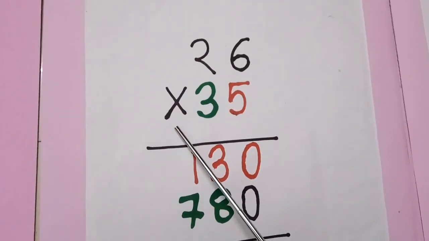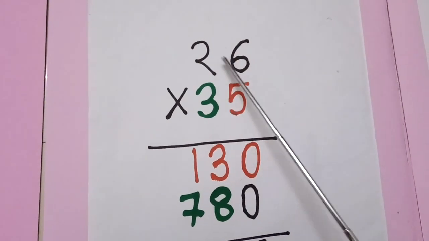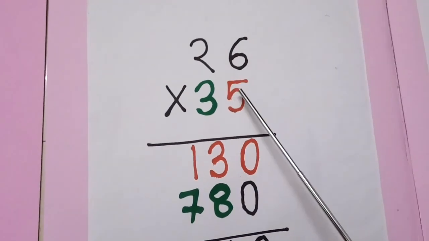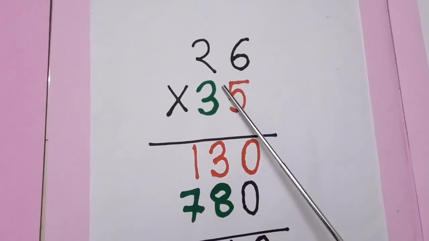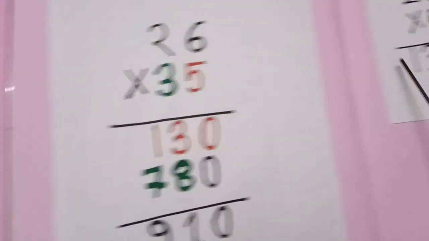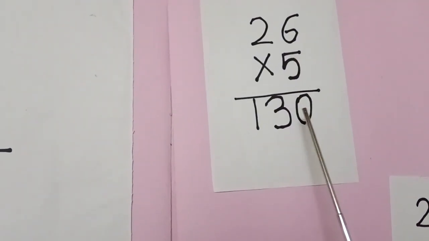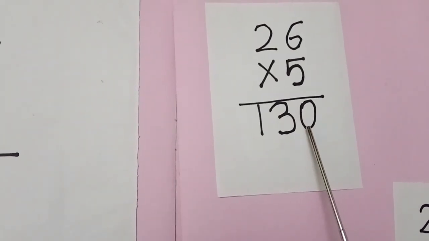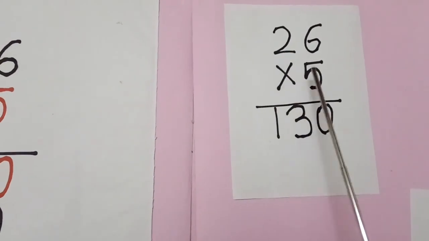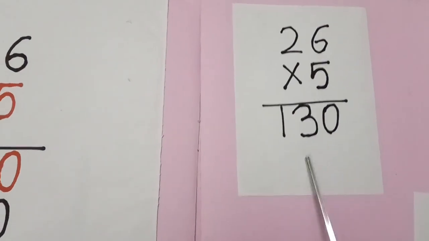26 multiplied by 35. 6 ones, 2 tens, 5 ones, 3 tens. First 5. We have to multiply 5 with 26. So let's see another place. 5 6s are 30. 0. Carrying 3, 5 2s are 10, 10 plus carrying 3, 13.